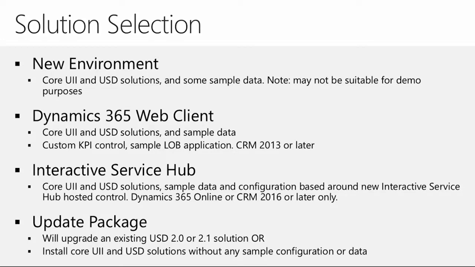And then the final one that you would have is your upgrade package or your update package. If you've already installed USD in this environment, you can do an update package and that'll upgrade your existing solution and then install the core information without any sample or configuration data. So it'll understand that you already have the environment, it's just going to upgrade it or install the key components, but the key thing here is there won't be any sample data pushed as part of it. So let's show you what that installation process looks like using Package Deployer.